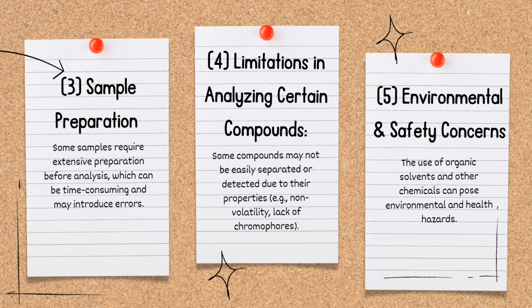Third is sample preparation. Some samples require extensive preparation before analysis, which can be time-consuming and may introduce some errors. Fourth is limitations in analyzing certain compounds. Some compounds may not be easily separated or detected due to their properties, for example, non-volatility or lack of chromophores.